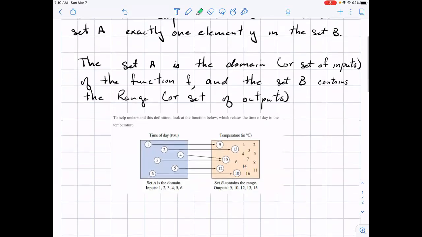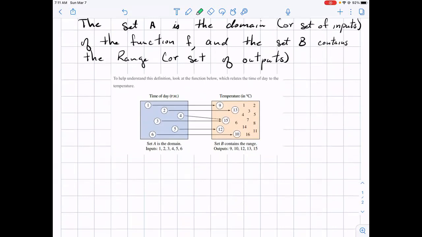Okay. To understand this definition, look at the function below, which represents the time of the day to the temperature. So notice 1 is mapped onto 9. 2, right, at 2 p.m., we have 13 degrees Celsius. At 4 p.m., it is 15 degrees Celsius. At 3 p.m., it's also 15 degrees Celsius. So here we see that two different values can be mapped into the same value in set B.